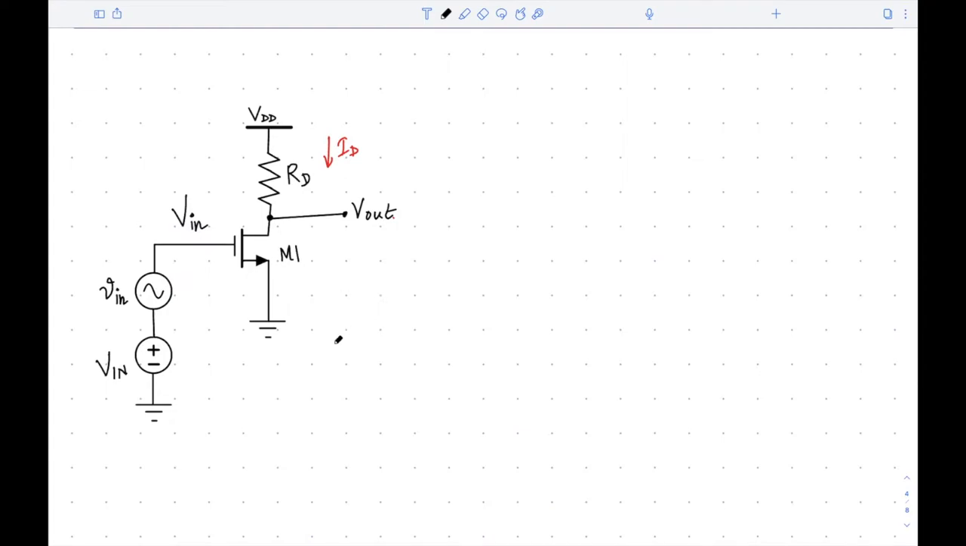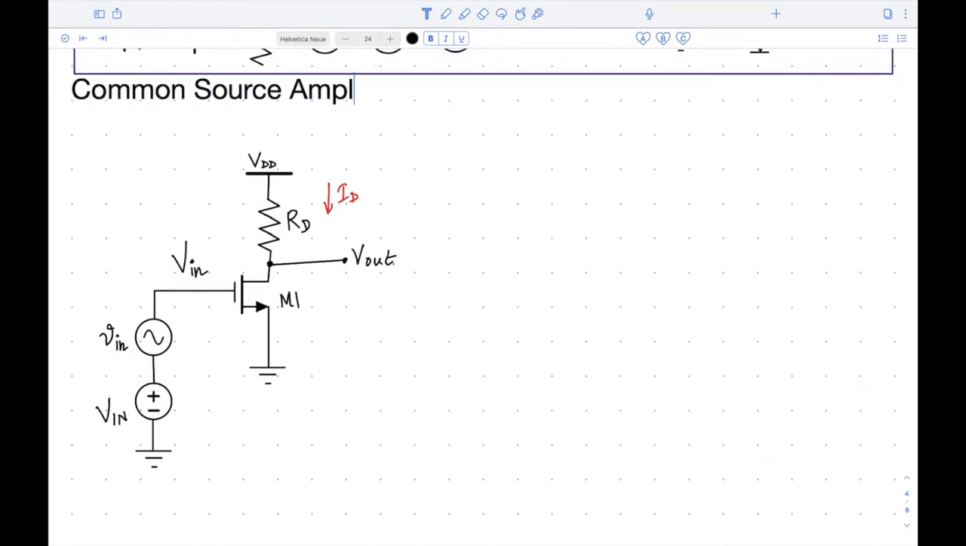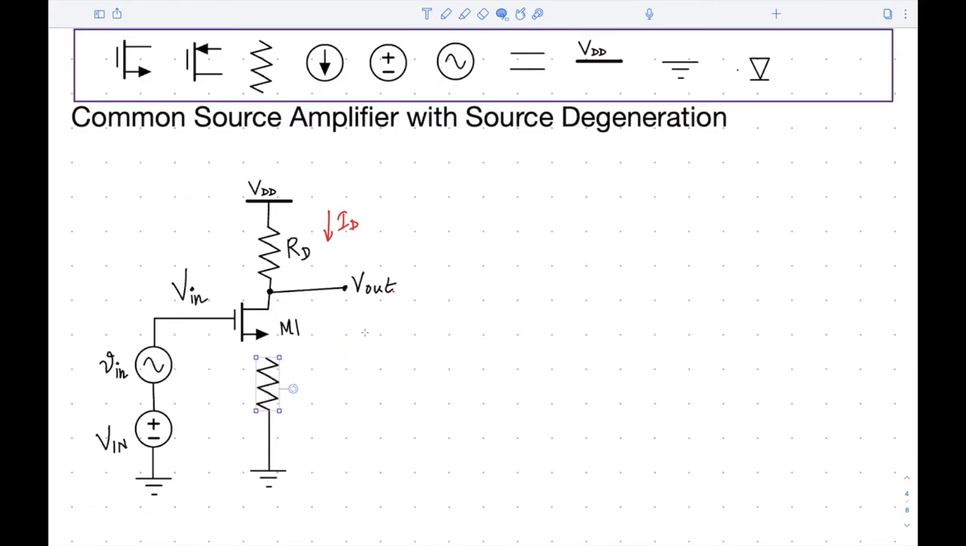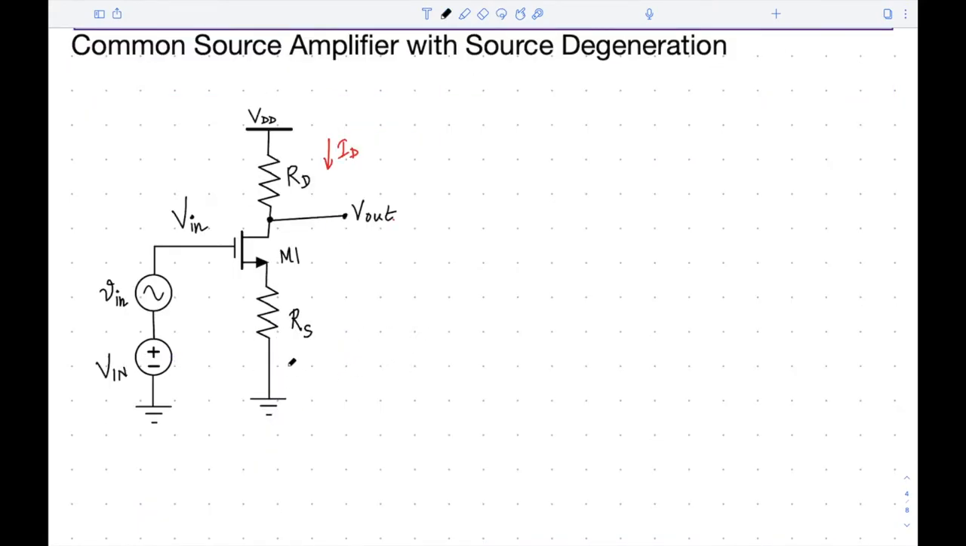So now we'll see a common source amplifier with a resistance at the source. This is called common source amplifier with source degeneration. So a resistance RS is added. Okay, so let's try to find out what is the gain now doing this small signal analysis. Again, initially we will neglect RO, and later on we'll add RO and see the effect of RO on the gain, just like the previous discussion.